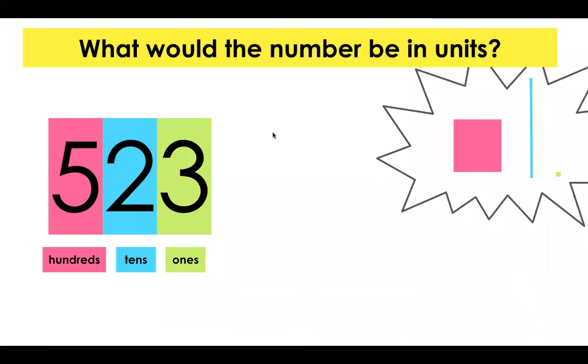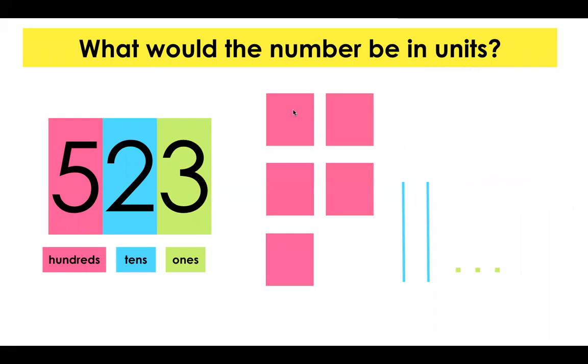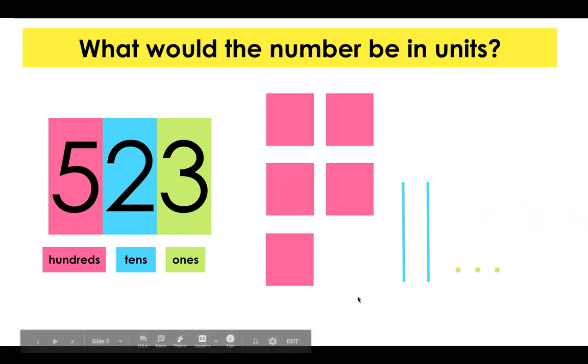First, let's review, and I just want you to think this in your head. You do not need to write anything down. What would the number be in units? So in hundreds, tens, and ones, how would you show me 523? Well, I know that there are 500s. So I have one, two, three, four, five, two tens, and three ones, one, two, three. And this is showing in hundreds, tens, and ones units that we have 523.